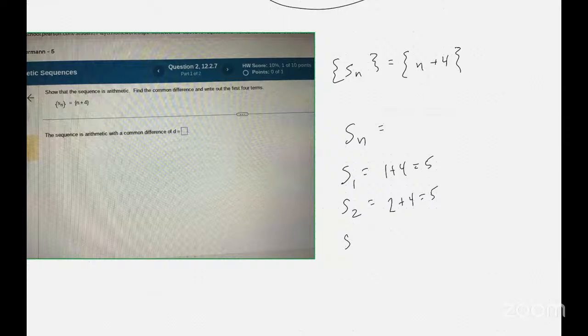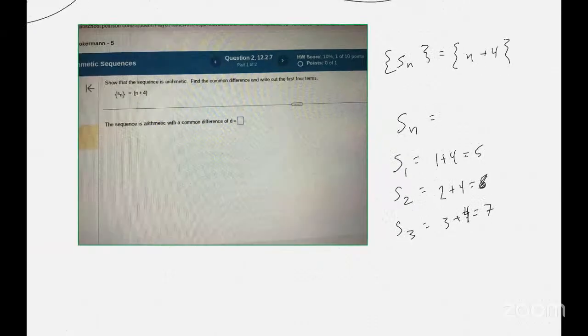A difference of 1. Yeah, that worked. It was just a difference of 1. So 5 through 8 are the answers for S1 through 4. Find the common difference and write out the first 4 terms. So the first 4 terms would just be 5, 6, 7, 8.